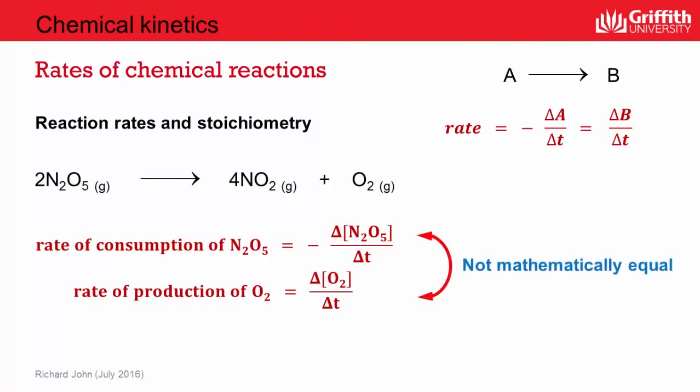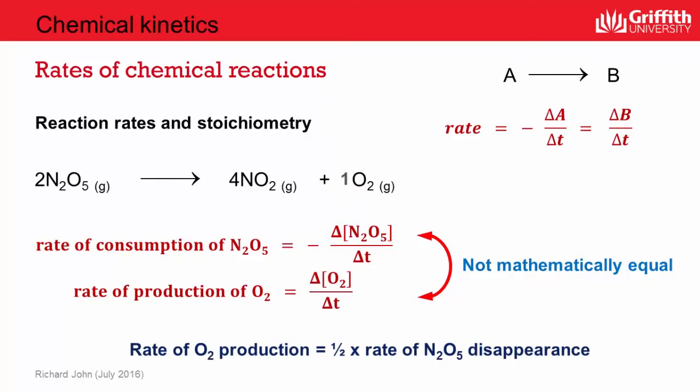The problem we have in this case, however, is that we cannot simply equate these two expressions as we did above, because these expressions are not mathematically equal. If we take into account the ratio of the stoichiometric coefficients, we can see that for every 2 moles of N2O5 that are consumed, only 1 mole of oxygen is produced. And so the rate of production of oxygen is therefore half the rate of the disappearance of N2O5.